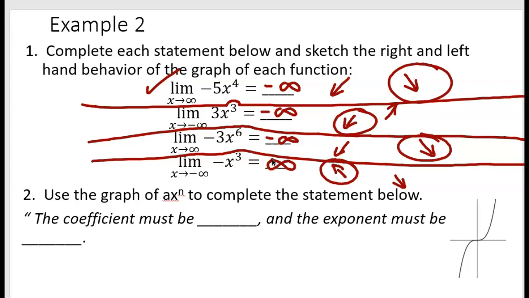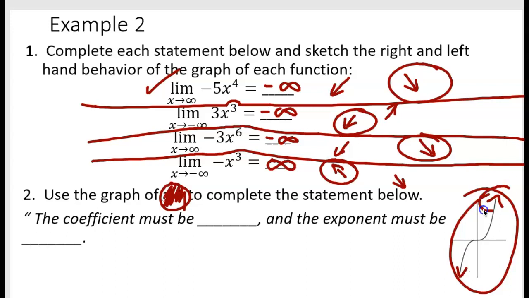All right, number two. Use the graph of that. So A represents the coefficient and N represents the power. And it could just be anything, but here's what the graph looks like. I really don't want you to know what the equation is, I just want you to know what its graph looks like. Use the graph of the function there to complete the statement below. The coefficient must be blank, and the exponent must be blank.